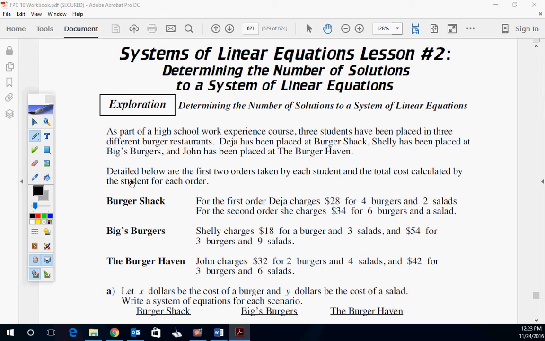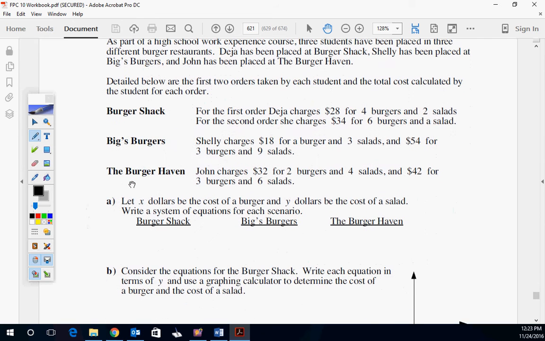So our exploration, we're going to determine the number of solutions to a system of linear equations. So determining the system, you want to see how many times they cross. You can have different numbers of solutions. So it's not always going to be 1. Could be 2. Could be none, just depending on what you're doing. Okay? So staying with this here, detailed below are the first 2 orders taken by each student and the total calculated by the student for each order.